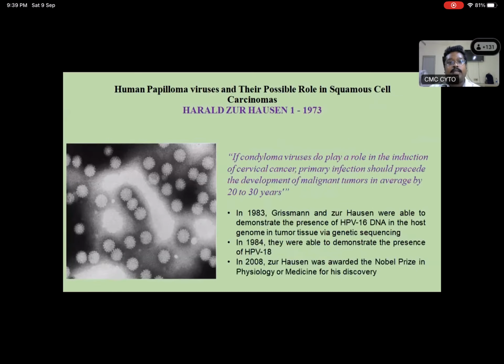So based on this, Dr. Harald zur Hausen identified the human papilloma virus. So what is the role of human papilloma virus in cervical cancer? Dr. Sweetie?